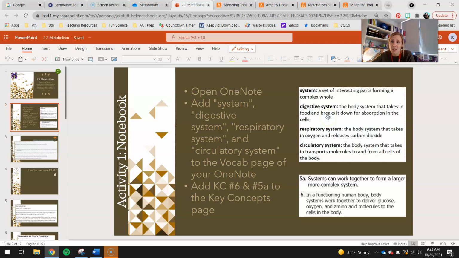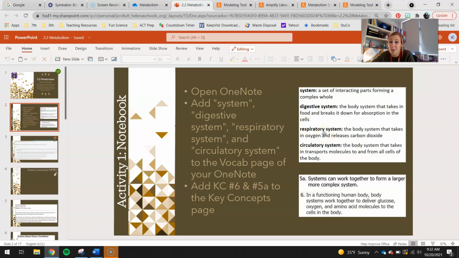Digestive system, you guys know, consists of things like your mouth, your esophagus, your stomach, your small intestine, your large intestine, even things like your pancreas and your liver are all part of that system in a sense as well. So the body system that takes in food and breaks it down for absorption in the cells.